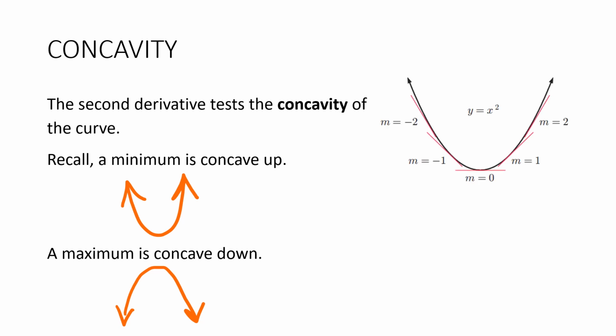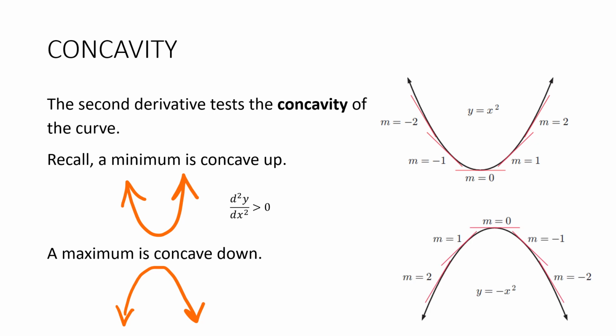Now let's have a look what's happening with the gradient of the tangents for a minimum. So they start off at -2, then -1, 0, 1, 2. Can you see that increasing? So the rate of change of the first derivative is positive. The second derivative is positive. Make sure that makes sense to you. Here's a maximum. What's happening here? We've got a gradient of 2, then 1, then 0, -1, -2. The gradients are decreasing. So the rate of change of the first derivative is negative.